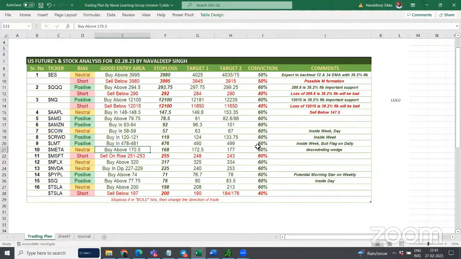The targets are still the same. There's nothing changing in LMT. Once we lose 476, I would not touch LMT because it may go into a choppy area. But if it holds 478 to 481, it has the potential to break out.